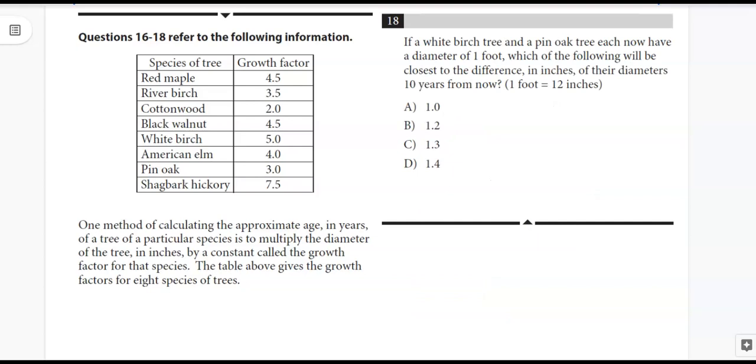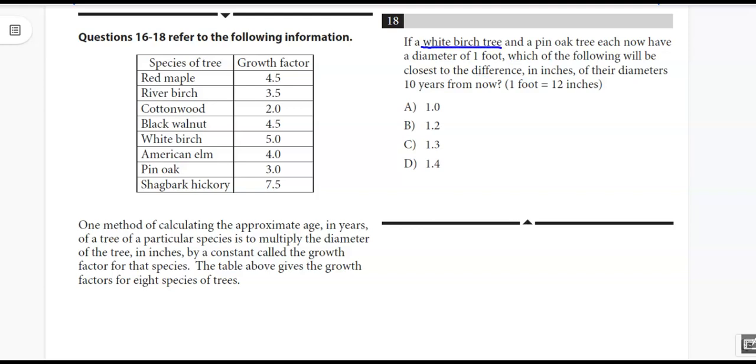All right, number 18, the last and final question off of this chart. It says, if a white birch and a pin oak each now have a diameter of 1 foot, which is 12 inches, which of the following will be closest to the difference of their diameters 10 years from now? I know I'm going to be doing some subtraction here in a little bit. All right, well, there's a lot going on, so let me digest this one bit at a time.